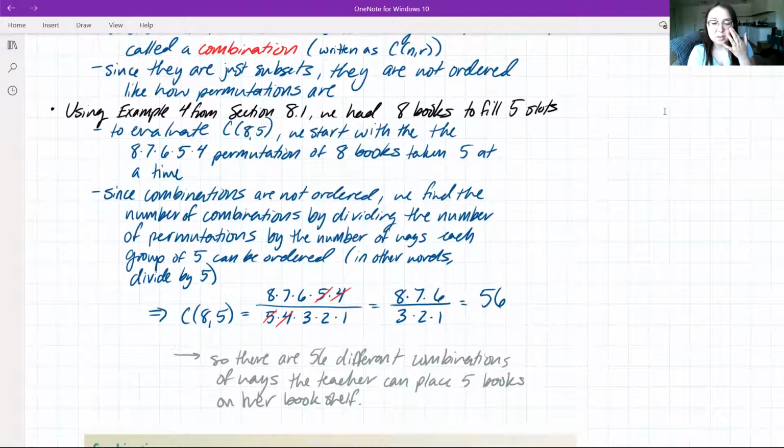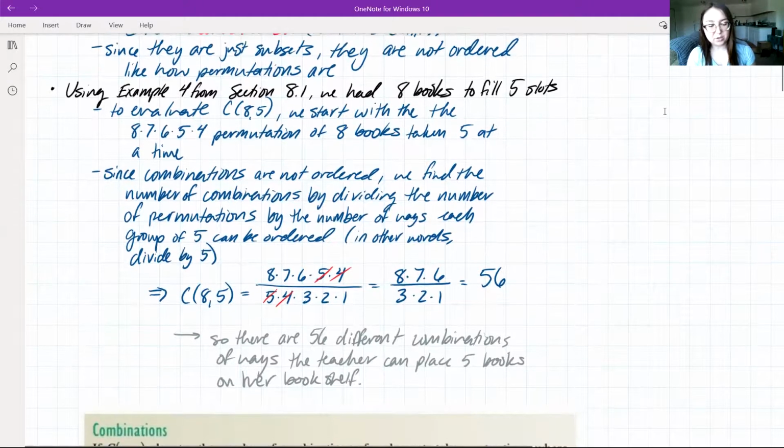So using example 4 from section 8.1, the example that we said that we'd be using in the future, we remember that we had 8 books and we had to fill 5 slots. So to evaluate our combination of 8 and 5, or C of 8, 5, we start with the 8 times 7 times 6 times 5 times 4 permutation of 8 books taken 5 at a time. Remember, that is how we ended up solving that, since we had 8 books and we took 5 slots and we had 1 less option every time.